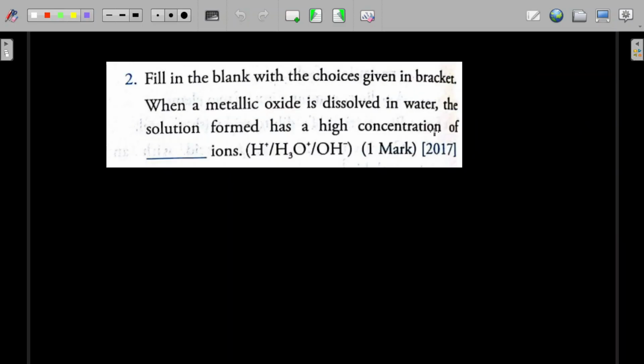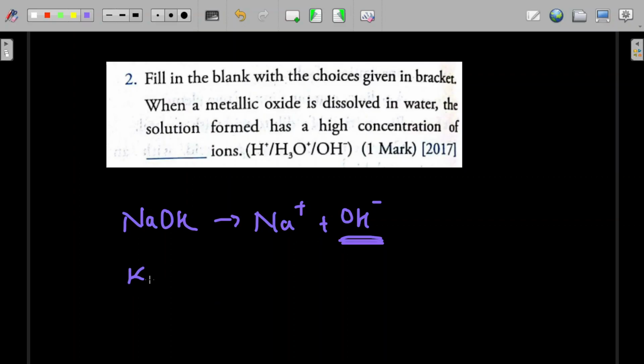Okay, fill in the blanks. When a metallic oxide is dissolved in water, the solution formed has a high concentration of... Okay, metallic oxides or hydroxides will always give you OH minus only. Say NaOH you are taking, dissolve it in water, it will dissociate into Na plus and OH minus. So you will be having hydroxide ion as the only negative ion. Or you can take, for example, potassium oxide. It will form potassium plus hydroxide only when you dissolve it in water. Oxide becomes hydroxide when you dissolve in water. Therefore, you have to give here OH minus.